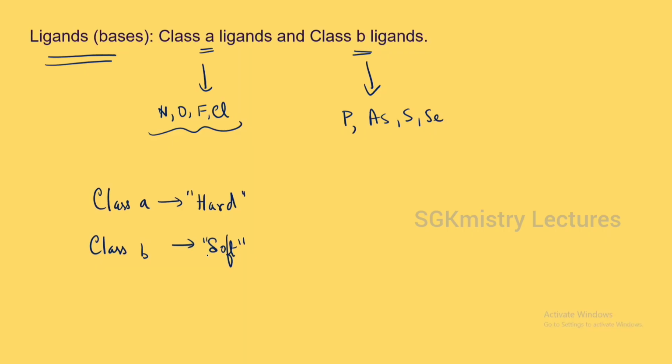So now, when I'm talking about the class A acids, so we know that these are hard acids, right? So now we have the examples like lithium, Li+.